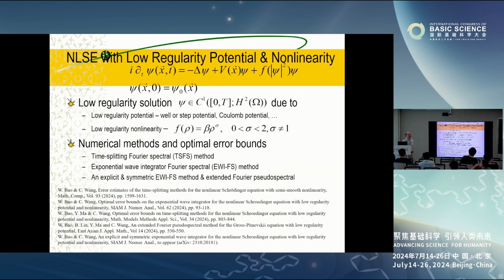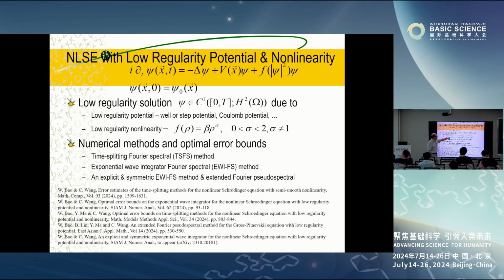And very recently, we also considered the Schrodinger equation with low potential nonlinearity. So my potential V, classically, for example, V becomes a well potential, like 1, 1, 0. So V is in L infinity. Or if V takes a Coulomb form, 1 over absolute value of x, so V is in L1. In this case, my solution psi is in H2.